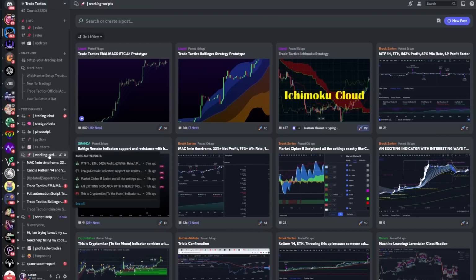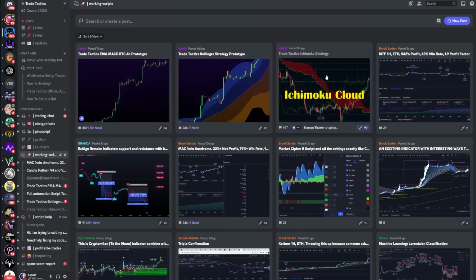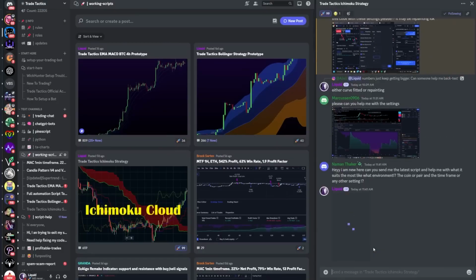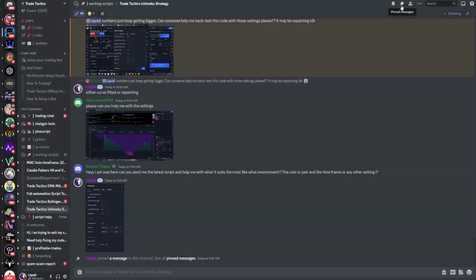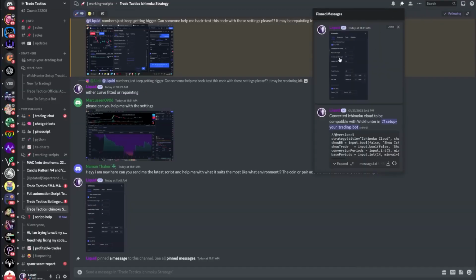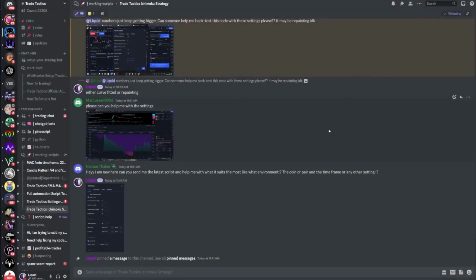Head over to Working Scripts and then click on this Ichimoku Cloud strategy. That's where you can find the code for this. And I'm going to paste the exact configuration right here and pin the message so that you can look it up later. You can click on the pinned messages in the top right corner, and you can see that I updated this configuration to be compatible with Wickhunter, and I also gave the exact settings right here, so you can add those in as well.